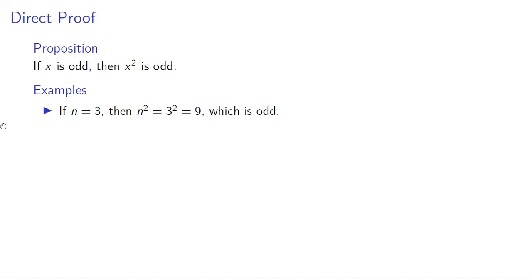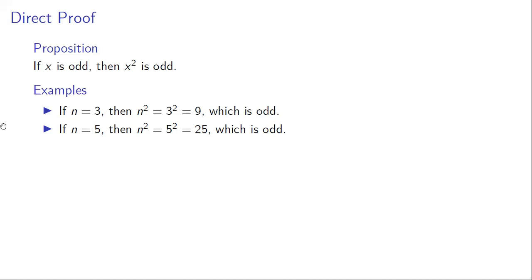So here we have one example where n is equal to 3, but that doesn't prove the proposition. That just shows that it's true in one particular case. Let's try another example. Let's say x equals 5. Then x squared is going to be 5 squared, which is 25, which is an odd number. So that also fits with the proposition. That's a good sign.